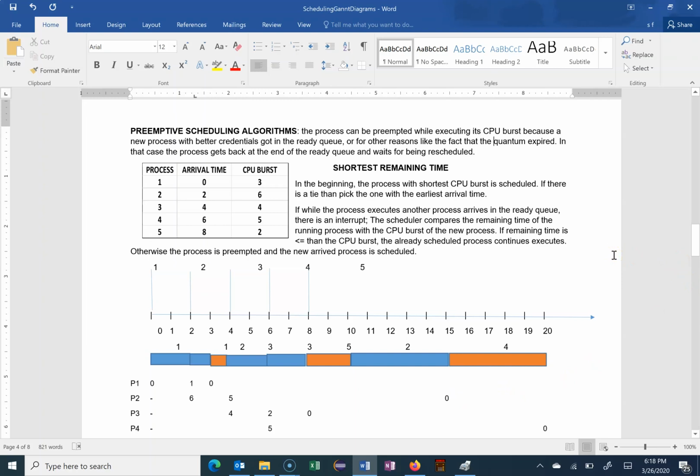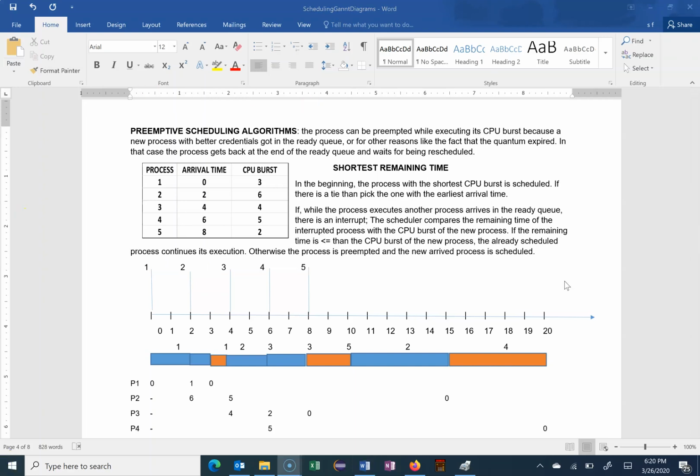So let's start with the shortest remaining time. Shortest remaining time is in fact the preemptive version of shortest job first. In the beginning, the process with the shortest CPU burst is scheduled. If there is a tie, then pick the one with the earliest arrival time.